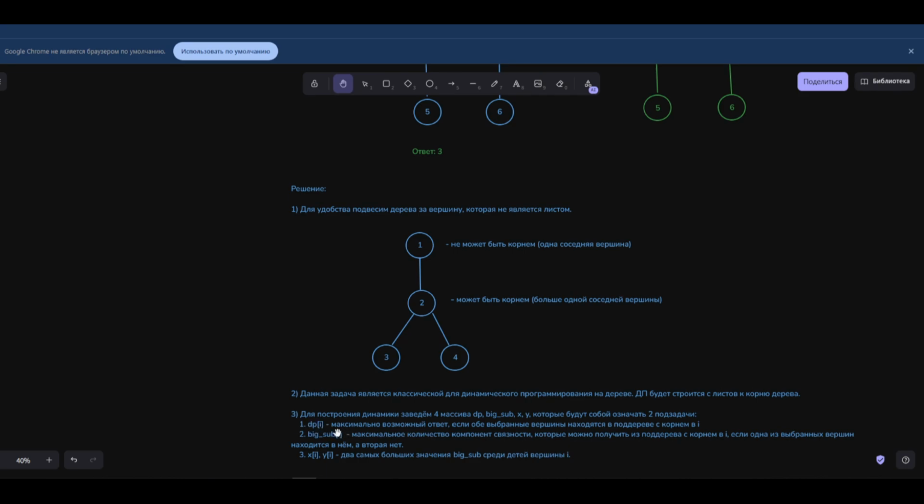The dynamic programming solution will be equal to the maximum possible answer to the given problem if both selected vertices A and B are located in the subtree with root at C. A big sub array will also be introduced. Big sub will be the maximum number of connected components that can be obtained from the subtree with root at C if one of the selected vertices is in it and the other is not.